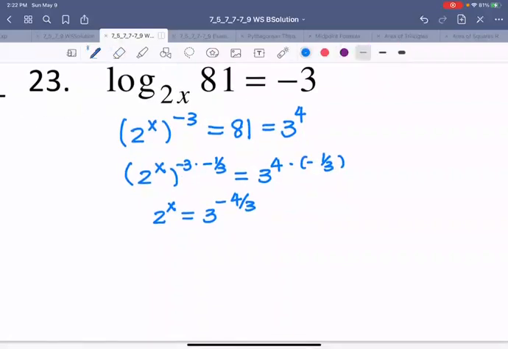Next, let's see. Who is 3 to the power of negative 4/3? That is 1/3 to the power of 4/3, right? And then x will be what? X will be log 2, and then 1/3 to the power of 4/3. Okay, so far, so good.